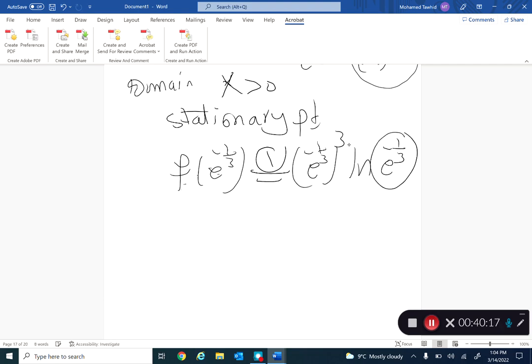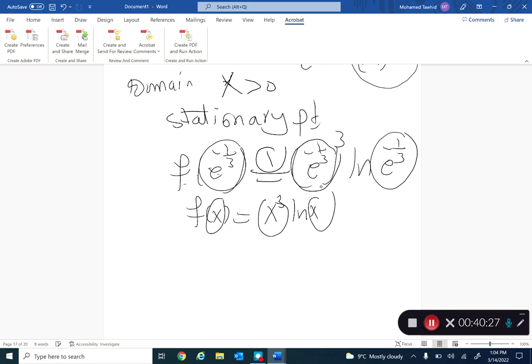That is your x here. That is my x. So you have x cubed ln x. That is your f of x. So I have to replace x by e to the power -1/3. Simplify this, you get your f at e to the -1/3, right?